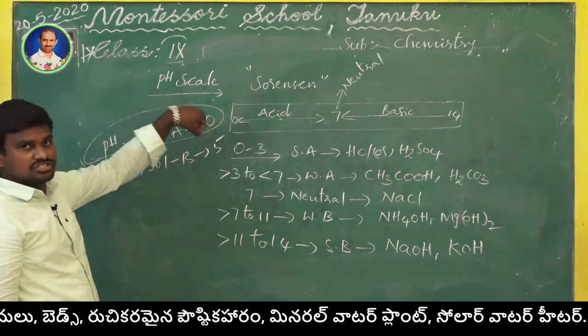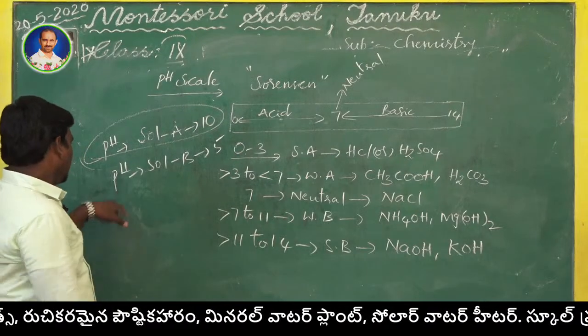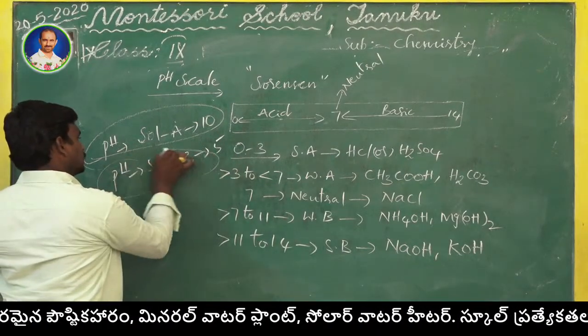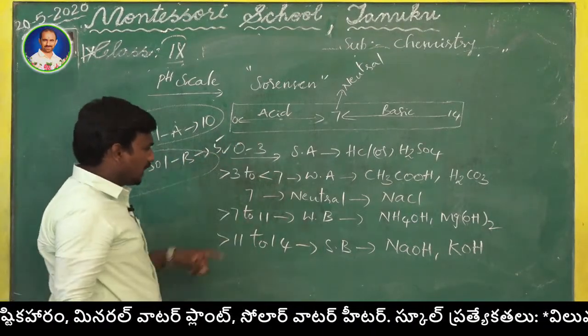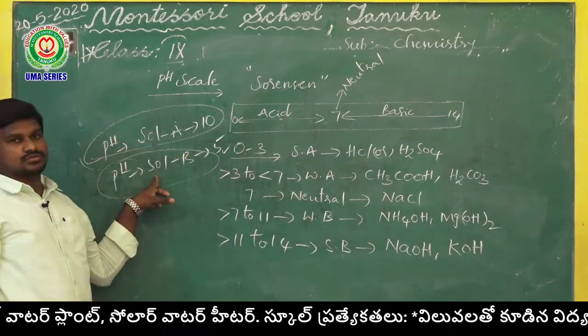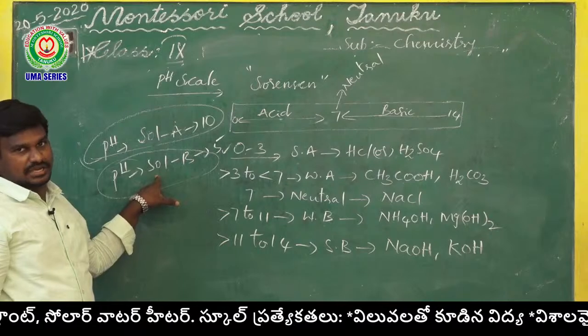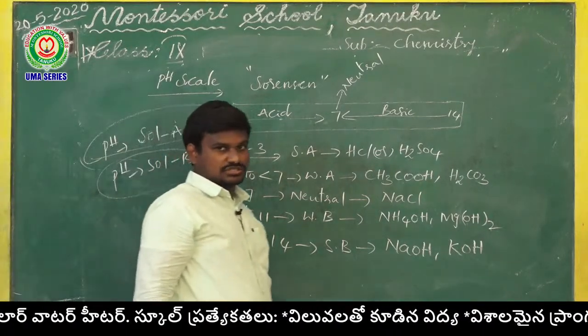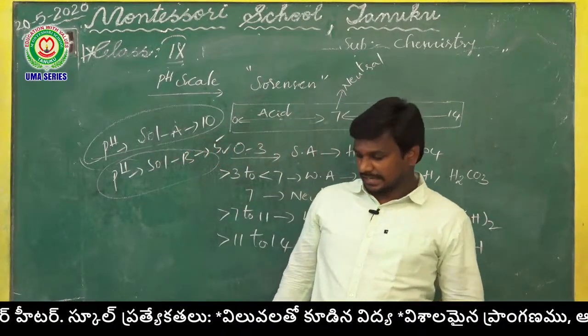And the pH of solution B is 5. That means 5 is weak acid. So the nature of solution B is acidic nature. So in this way, they will ask some questions about this pH scale.